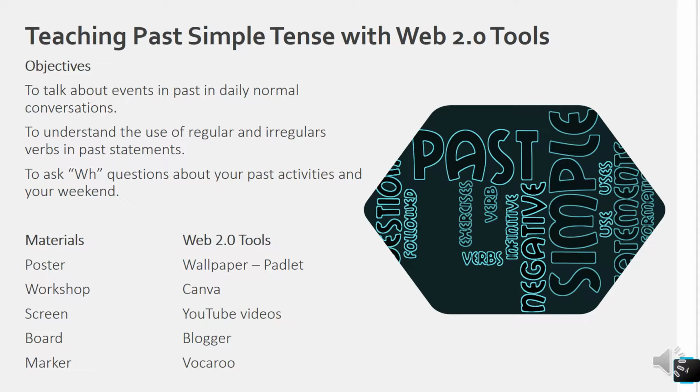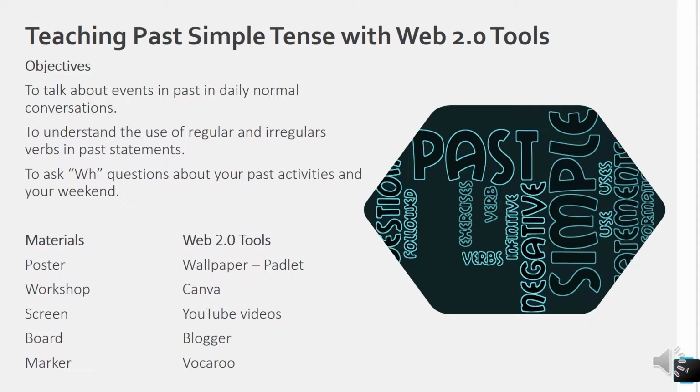First of all, we have to set the objectives and goals that we have for the lesson plan and the different activities that are going to be applied. We have 3 different objectives. The first one is to talk about events in the past in daily normal conversation. Second, to understand the use of regular and irregular verbs in past statements. And third, to ask WH questions about your past activities and your weekend.